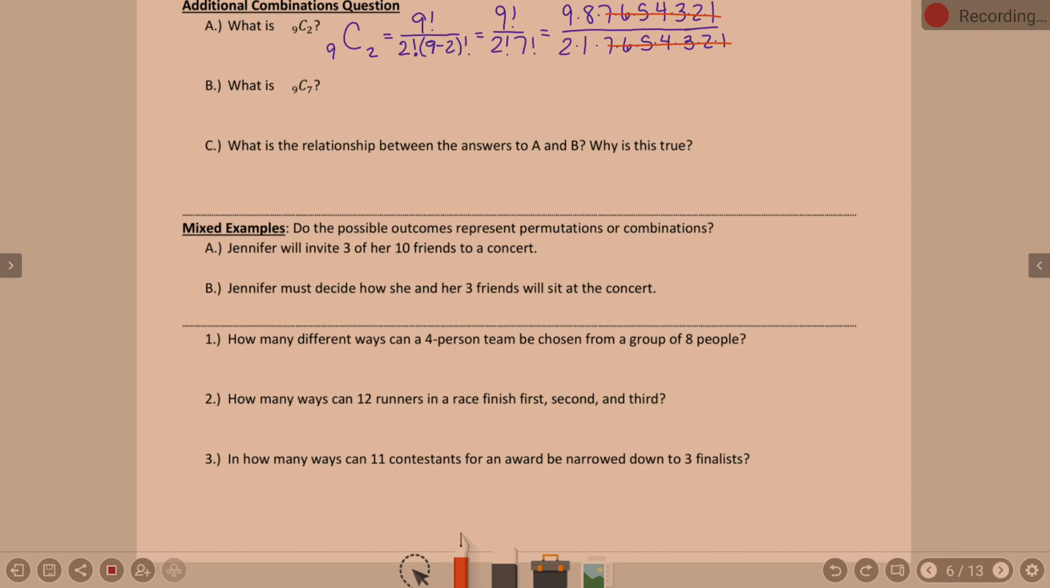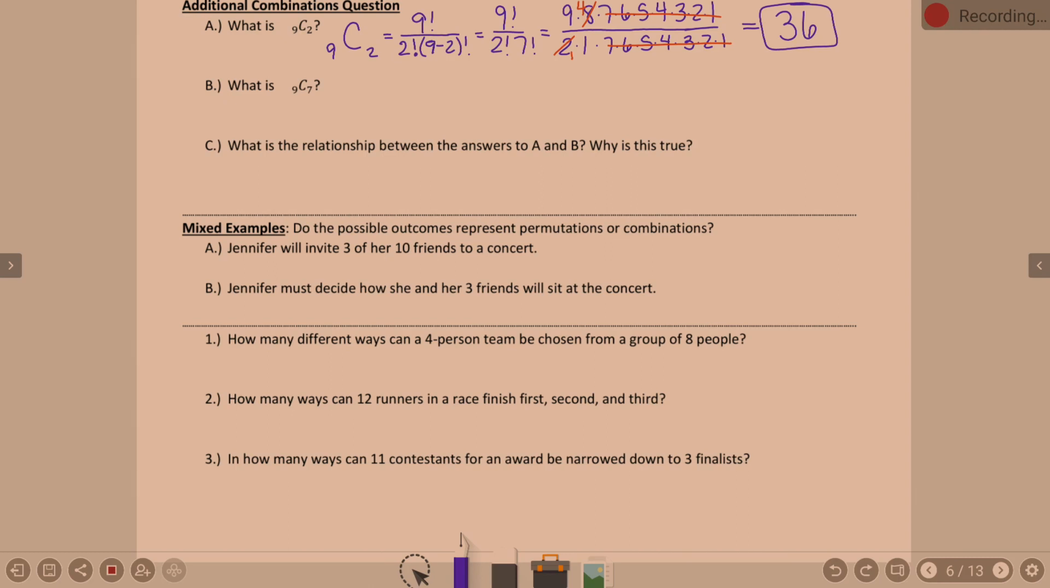And then, what else can you do? 2 divided by 2 is 1. 8 divided by 2 becomes 4. All we have left on bottom is just 1s. What's on top? 9 times 4, which is 36.